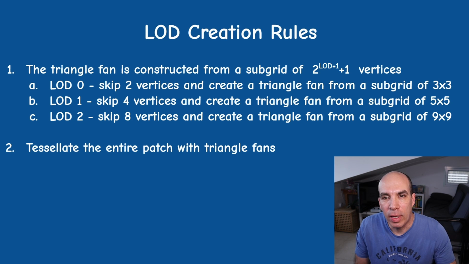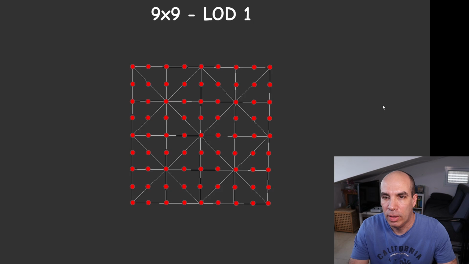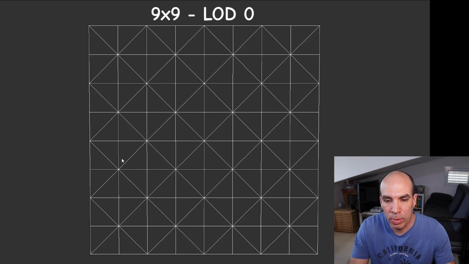So to summarize the LOD creation rules, the triangle fan is constructed from a subgrid of 2 to the power of LOD plus 1 vertices. Okay, so if we are on LOD0, this means that we need to skip 2 vertices and create a triangle fan from a subgrid of a 3 by 3. Okay, so we saw that in this case, for example. So every 3 by 3 vertices create a triangle fan.